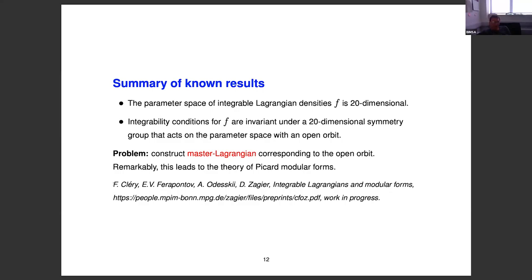And this is based on our paper with Odesskii, where Sasha Odesskii guessed, by using computer experiments, the ansatz, the correct formula for this F. And then it was proved in this paper, which is still unfinished, in progress.